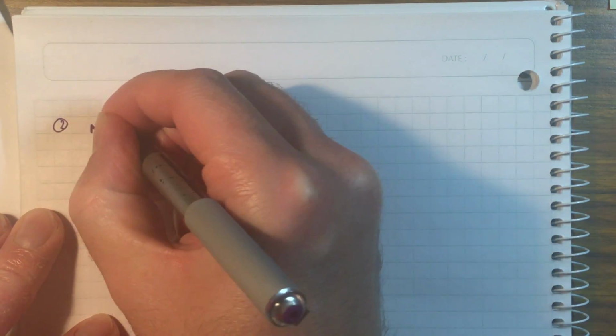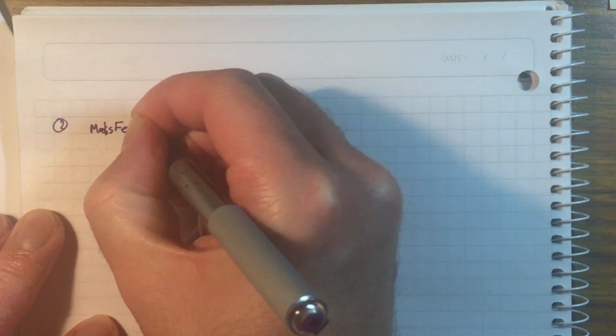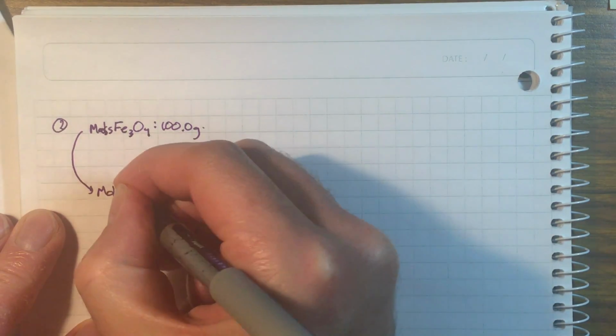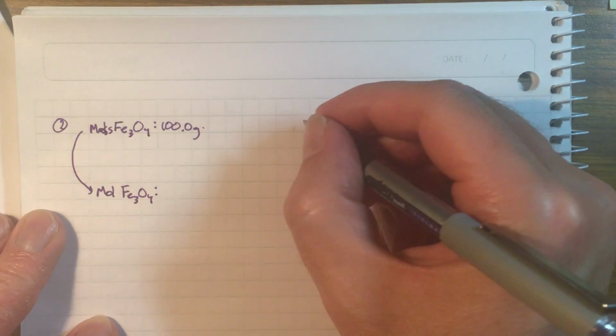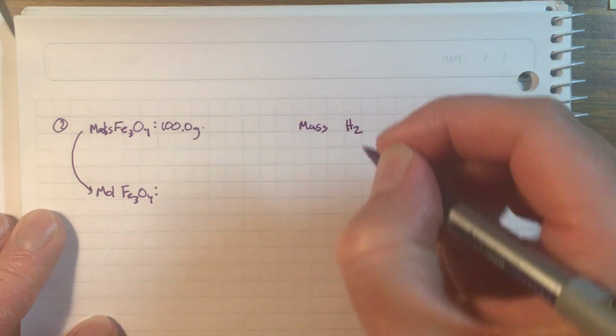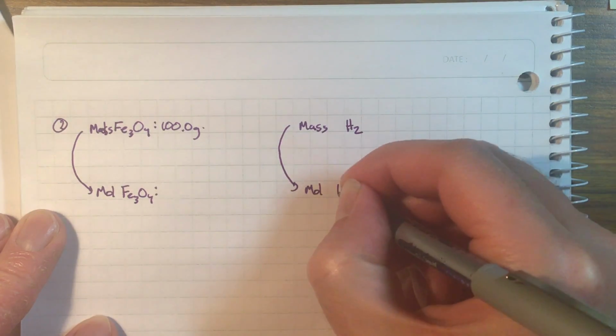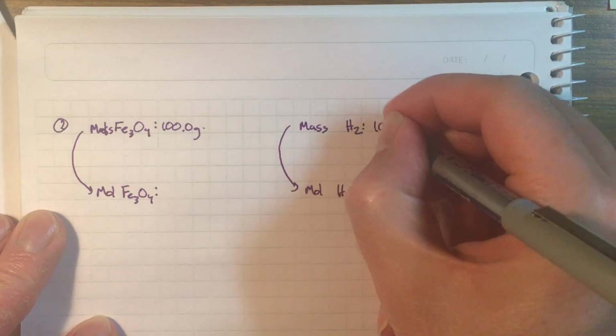Okay, so this is question 2. I start with my map. I've got my moles. I've got my mass of Fe3O4, 100.0 grams. Then I'm going to my moles of Fe3O4. And over on this side, I'm going to go from my mass of H2 all the way down to my moles of H2. My mass of H2 is 10.0 grams.